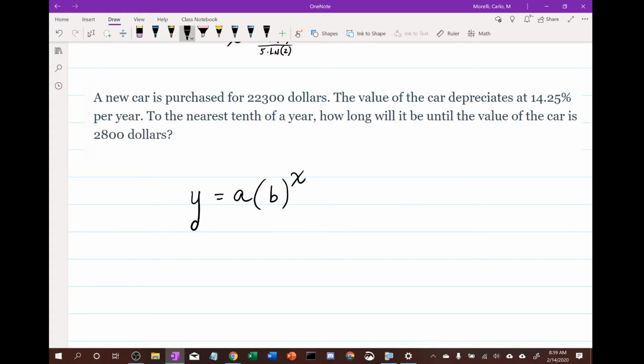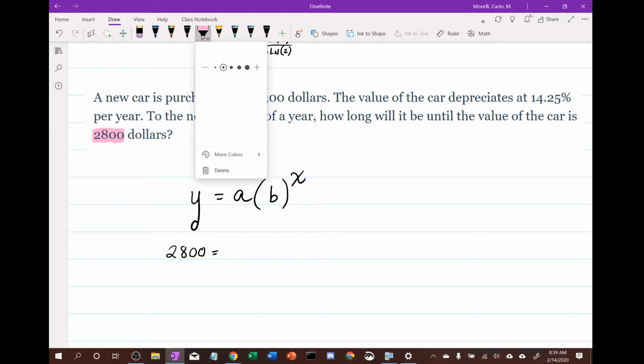So we need to fill in what a, b, and y are. Y is going to be the ending value of the car. Okay? This is like the future value of the car. So that would be 2,800. A is always the initial value of the car. So what was the initial value? So I should probably be color coding these like this.